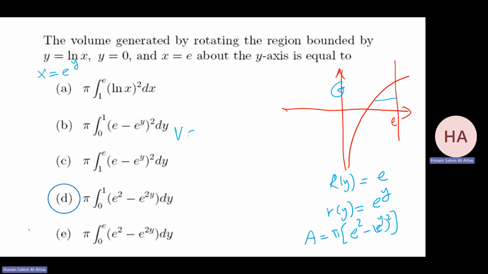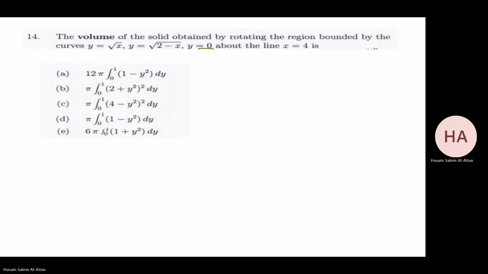So the volume, and that from where to where? 0, this is e, then e, this is 1. From 0 to 1 in terms of y, pi times (e squared minus e to the y) squared dy. That's that. Okay.